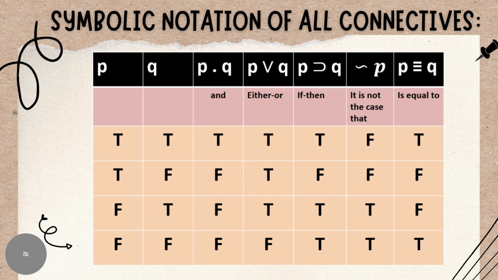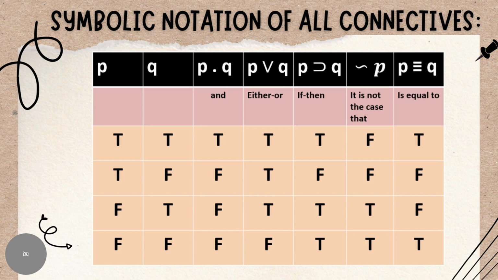So we will have variables p and q with constant values, true or false. The first one we have is p dot q. Dot is the symbol which represents the conjunction "and". In conjunction, if both values are true, then it is true. Other than that, everything will be false. The next one is "either or". Or refers to disjunction. In disjunction, other than when both truth values are false, everything will be true.